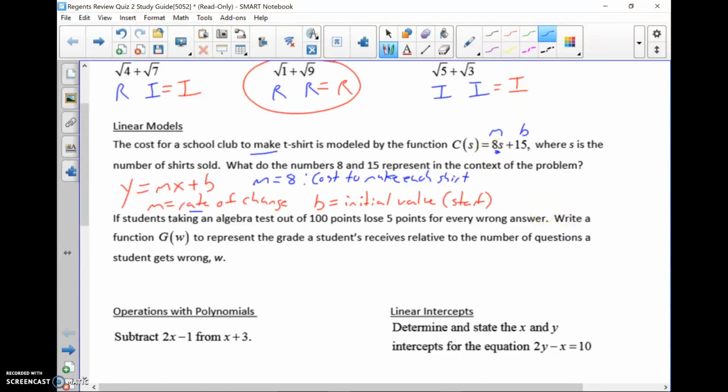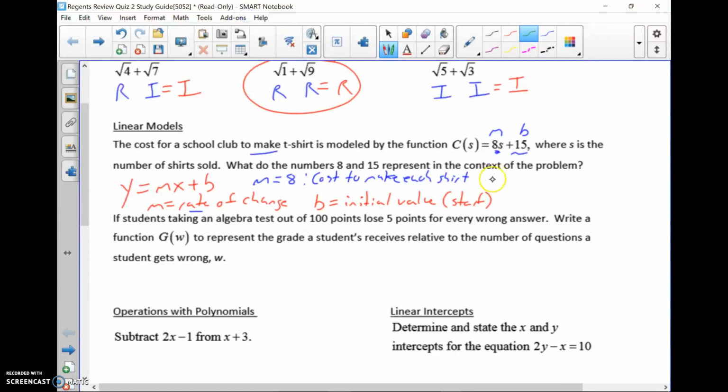How is our model increasing? It's increasing by plus 8. So if I make one shirt, it's a certain value. Make another shirt, plus 8, another shirt, plus 8, another shirt, plus 8. 5 shirts, I got to do 5 times 8. 6 shirts, 6 times 8. And then I got a plus 15 on the end, but it's always 8 times how many shirts I make. So they must cost $8 each to make.